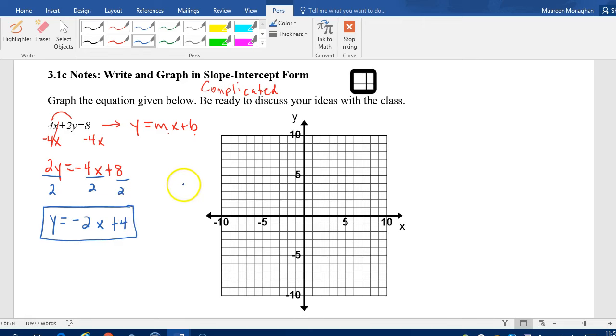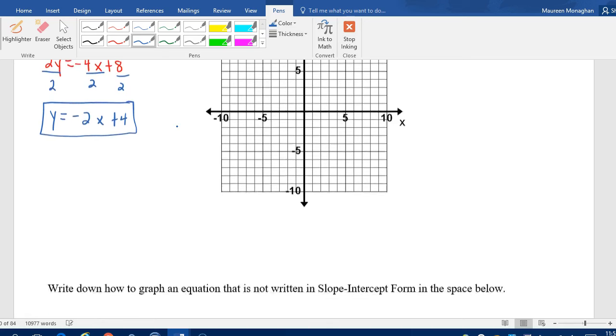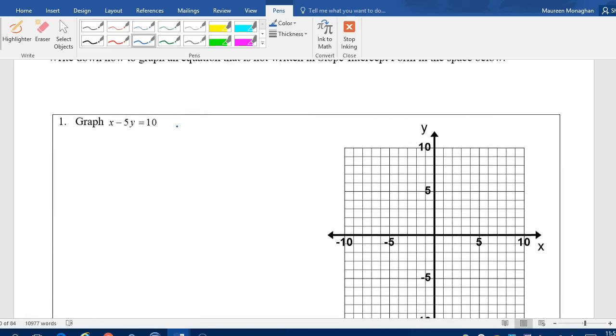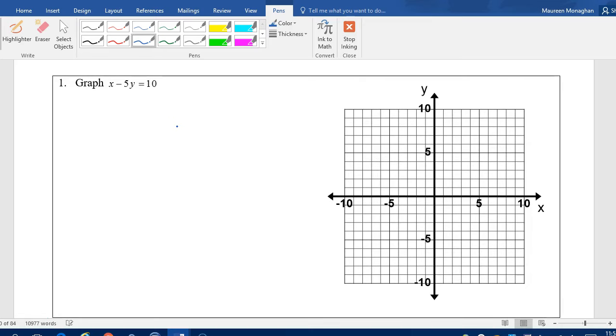Here's a little bit of trivia. My daughter, who's almost 24, she saw this problem and she remembered how to do this. Slope-intercept form. So she's out of college and she remembered. She hasn't used it since, but she remembered how to do it. Okay?